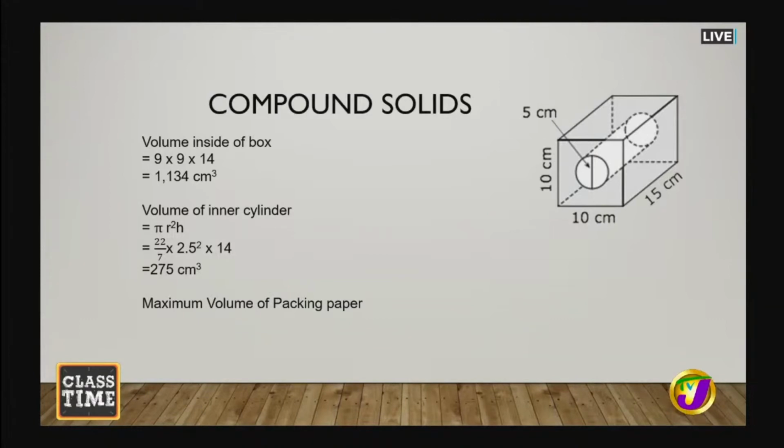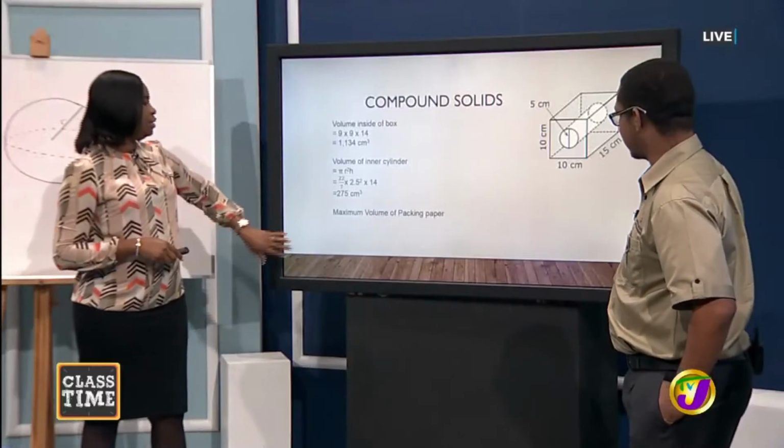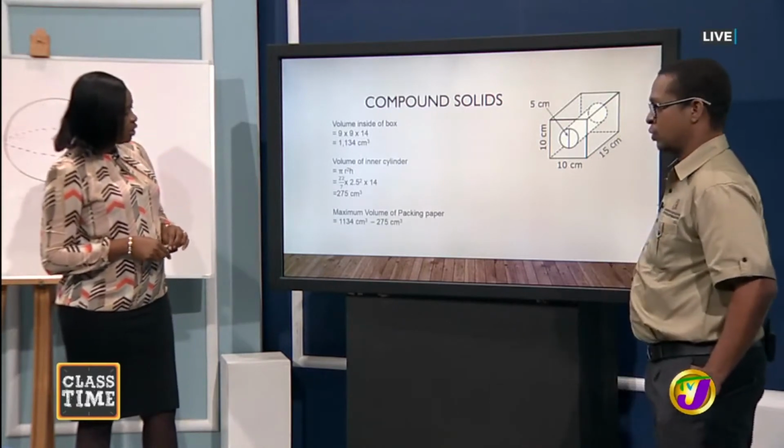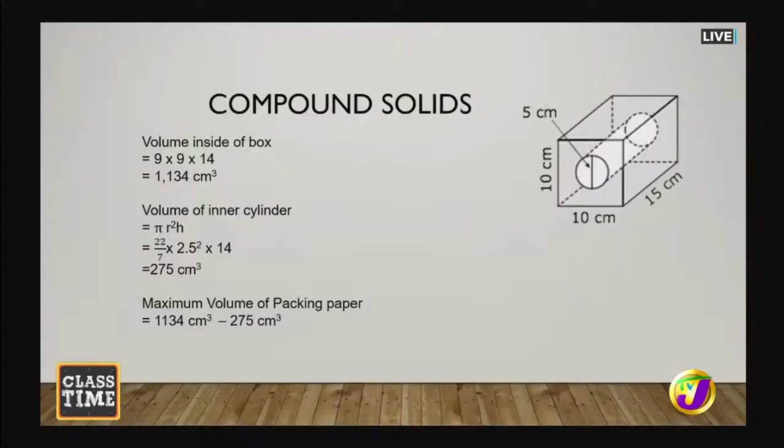But we still maintain to find the volume, working with the volume of the different components, and we decomposed. Yes. So therefore, when we do our subtraction, when we find the difference between the two solids, we realize that the maximum volume of packing paper would be 859 cubic centimeters.